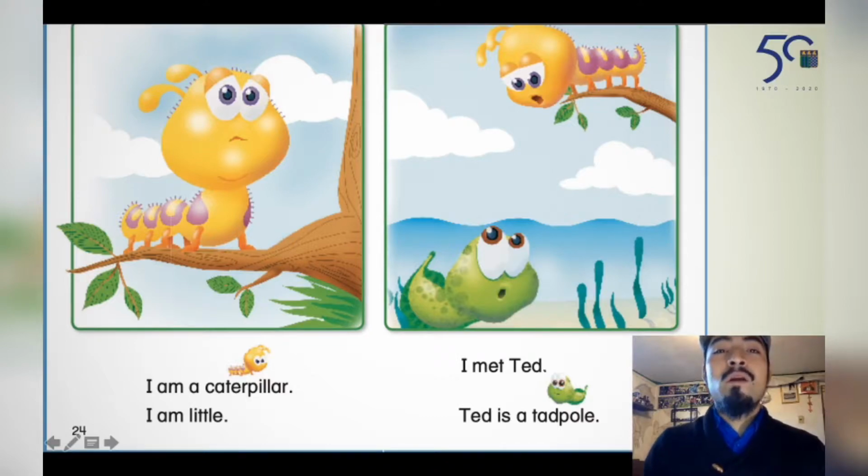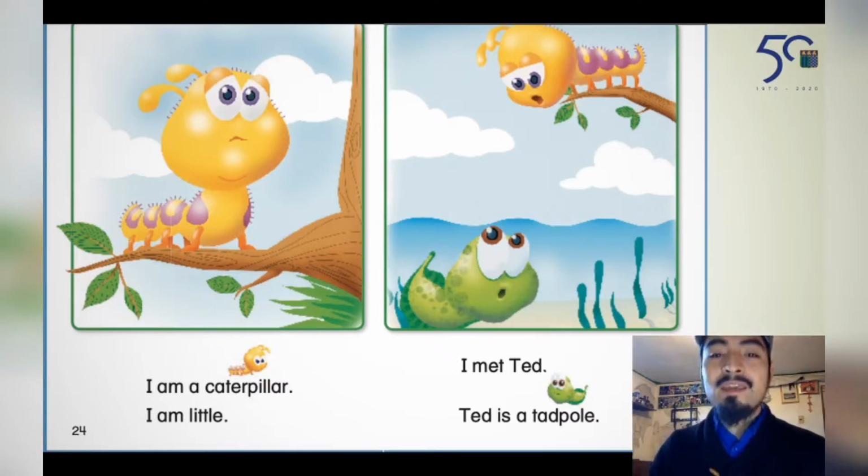Good. Let's remember that if I point at you, you have to finish the sentences. If I say, I am a, you have to say caterpillar until the period. You have to finish the sentences.